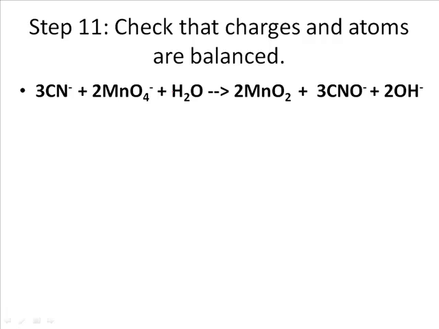And final step is to make sure and check that all charges and atoms are balanced. So we have 3 C's on this side, we've got 3 C's on this side. We have 3 N's on this side, we have 3 N's on this side. We have 2 Mn's on this side, we have 2 Mn's on this side. We have 9 O's on this side. We've got 4 plus 3 plus 2 gives me 9 O's. We have 2 H's and we have 2 H's, so therefore it is balanced.